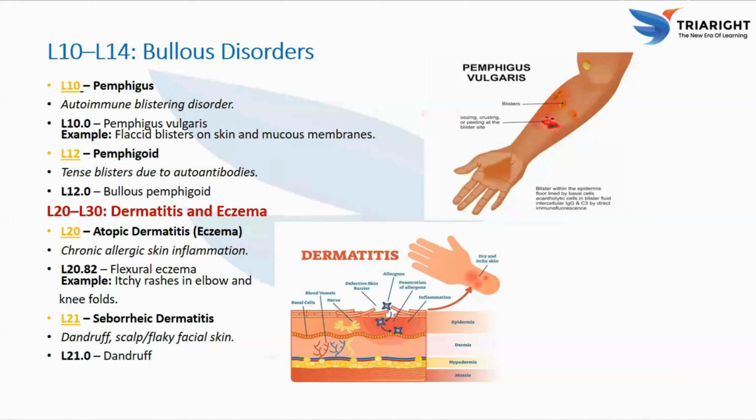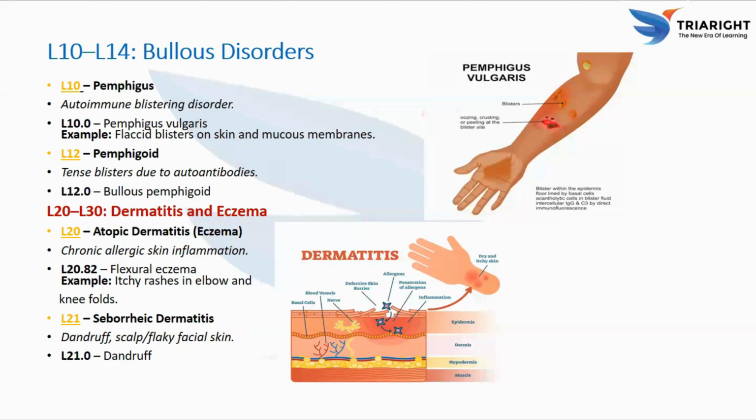So next, coming to the code range L20 to L30, which describes dermatitis and eczema. What do you mean by the term dermatitis? It's an inflammation of the skin. And eczema is a type of dermatitis with itching, redness, and also dryness. So what is the code L20? It is assigned for atopic dermatitis, nothing but eczema. This is a chronic allergic inflammatory condition linked to genetics, allergens, and also the immune response.